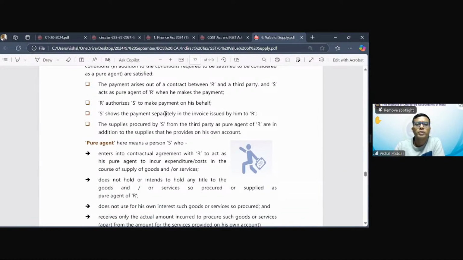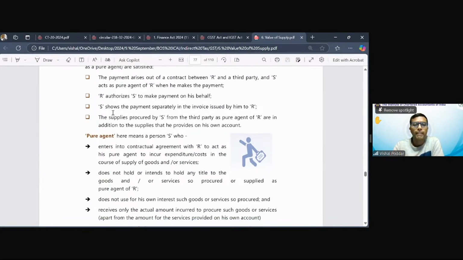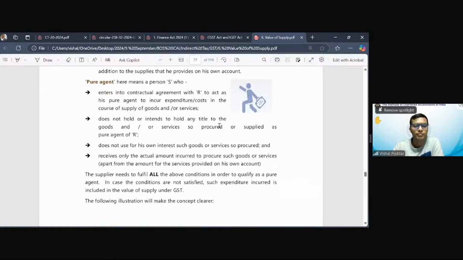S shows the payment separately in the invoice issued by him. That is, I'm not merging it with my fees. I'm showing my fees separately and showing the expense separately. And the supplies procured by S from the third party as pure agent of R are in addition to the supplies that he provides. So my supply is different. My service is return computation or audit. Besides that, I'm taking those additional supplies. Pure agent here means a person S who enters into a contractual agreement with R.